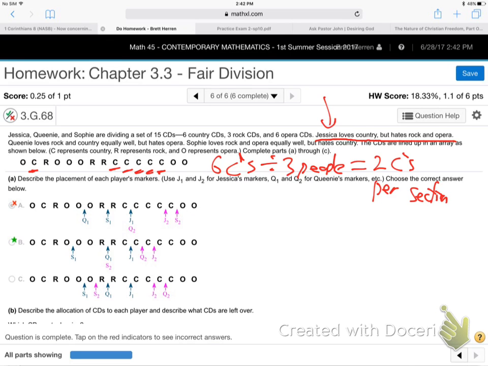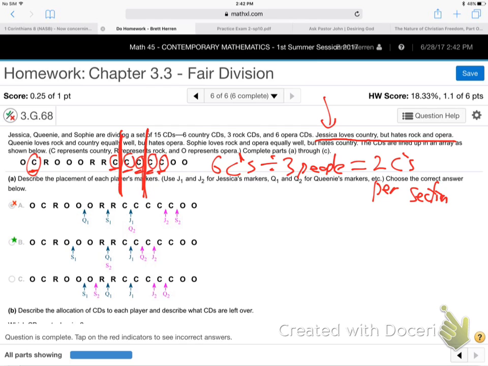The rest of that stuff is garbage. That's how Jessica feels. If you get 2 countries, you got a fair share. I don't care what other stuff you got. That's how Jessica feels, right? So, where will Jessica put her markers? Right there and right there. See that? That will divide up the whole thing into 2 countries, 2 countries, 2 countries.